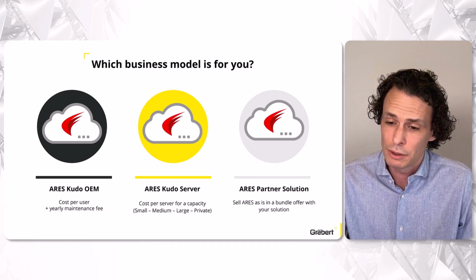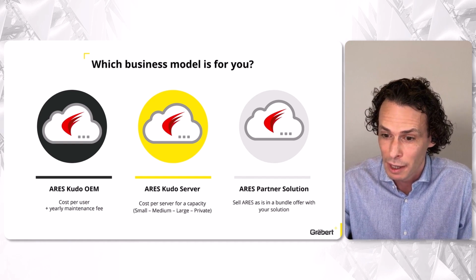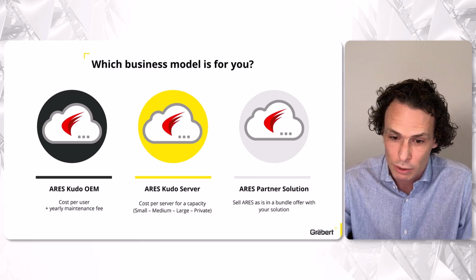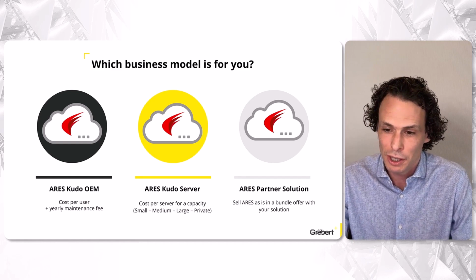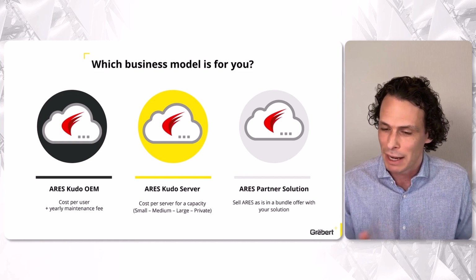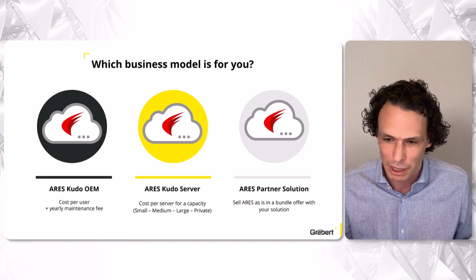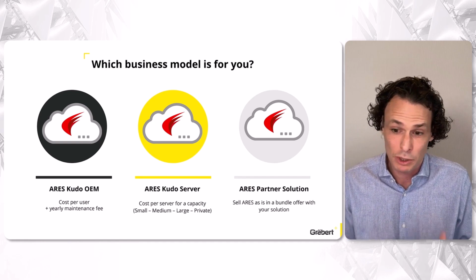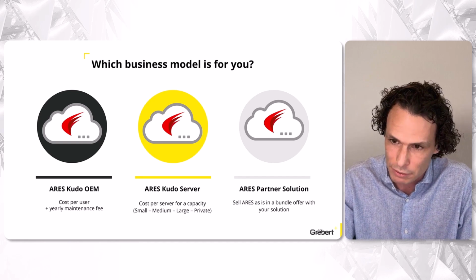The second is the Iris Kudo model, which is much simpler. We use that a lot with early partners that maybe don't have an established business model yet or are at the very beginning of their journey. There you can rent capacity at a fixed price, and we don't worry about how many users you have. We just make sure you can deliver the experience you want, right?